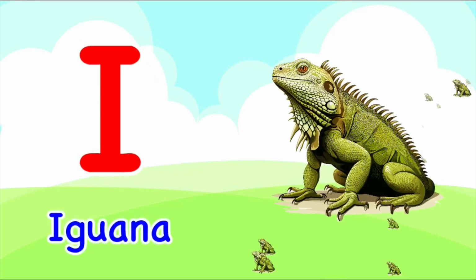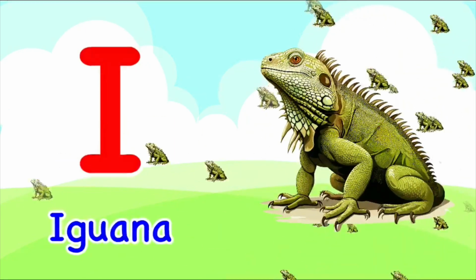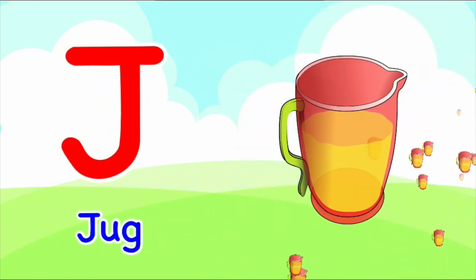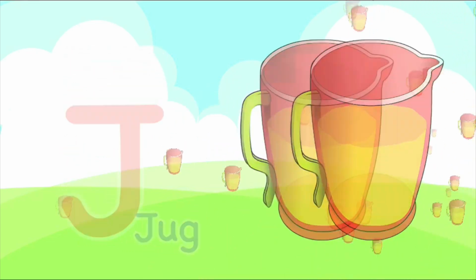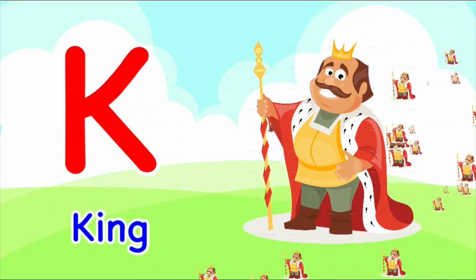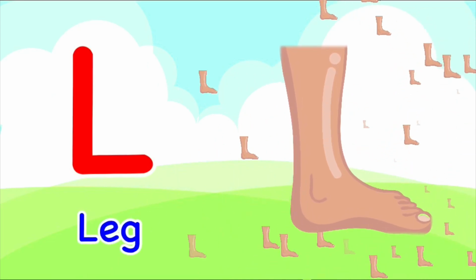I for iguana. J for jug. K for king. L for leg.